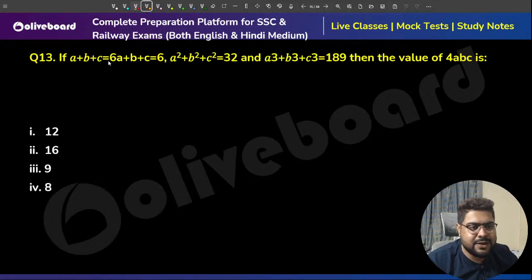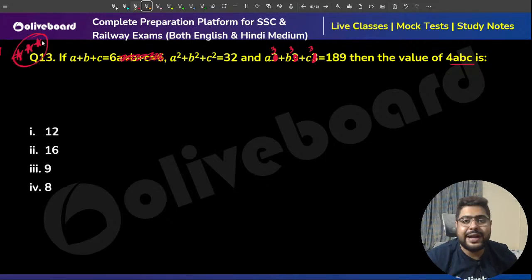Here also, there is a small problem. This thing here is typed twice and these are all cubes. The value of 4abc? It's a very, very good question. You don't really have any shortcut because there are 3 variables involved.